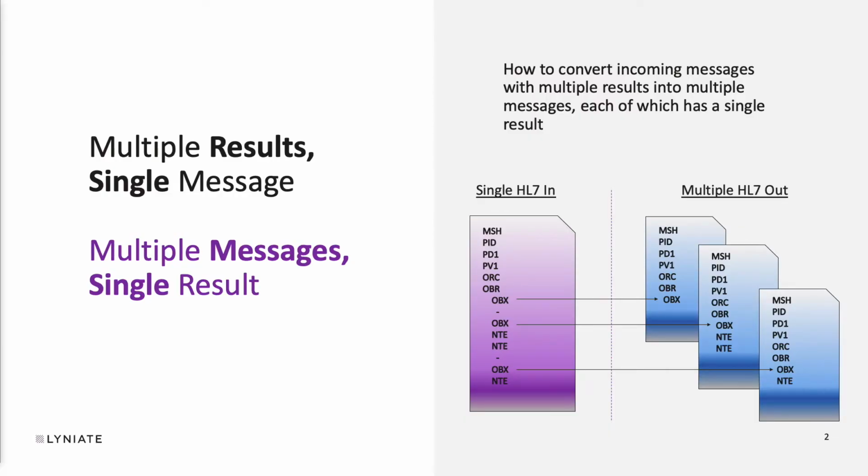Today we will cover converting multiple results in a single HL7 message into multiple messages with a single result in each. Most newer result systems can produce a single message with multiple results for a single patient, but some older receiving systems can only process a single result per message.